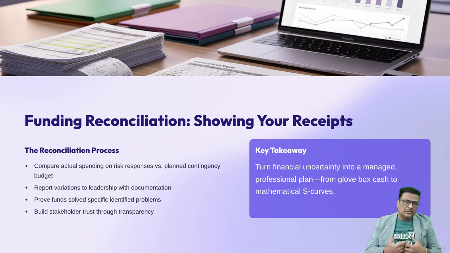You have to prove that you didn't just use the contingency to buy fancy coffee for the team. You used it to solve the specific problems you identified. Good budgeting means that when a risk occurs, you have the money ready, you spend it, and you document it. It builds huge trust with your stakeholders when they see that your maybe funds are being used exactly how you promised. And that, my friends, is the essence of contingency budgeting. It's about turning financial uncertainty into a managed professional plan.